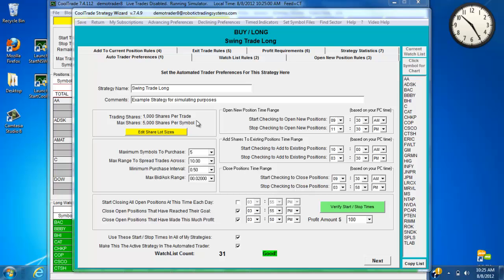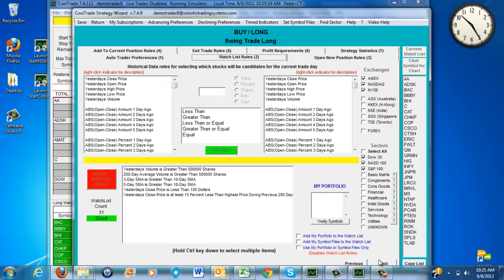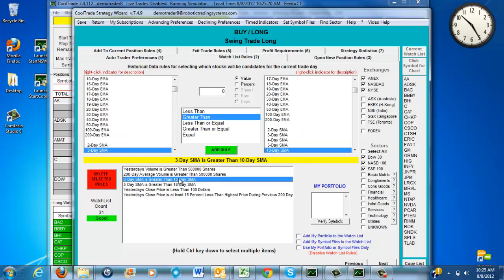We're trading 1,000 share lots. Over to the right here, these are the start times and the stop times. We've set a maximum of 5 symbols to purchase. If we wanted to change that, we could very easily. I'm going to move over to the watch list just to show you an example of the rules in this particular strategy.